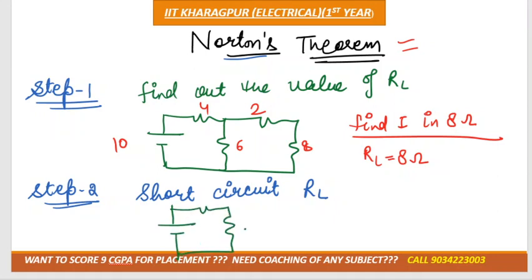A plain wire is like this. This is 4, this is 6, 2, 10, and just always, as I told you, mark A and B across RL. Clear? In Thevenin, you have to remember by comparison only, in Thevenin you open circuit RL, and in Norton you short circuit RL.